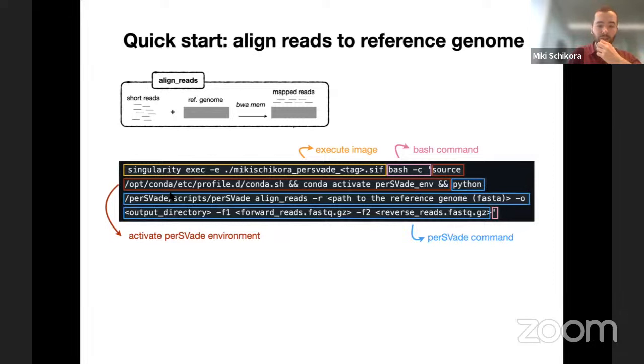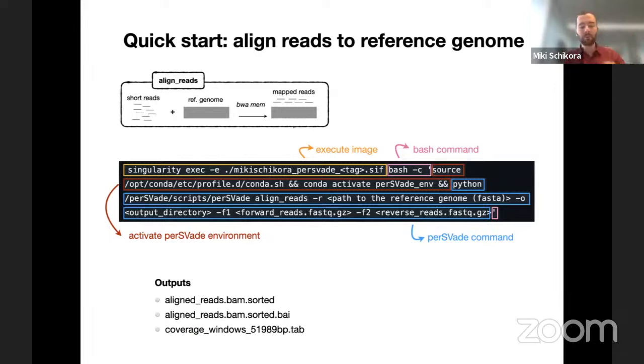So you would say Python, the path to the PerSVade script inside of the image, followed by the name of the module, in this case, align reads, and then followed by the arguments of the align reads module, which is the reference genome, the output directory, and then forward and reverse reads. And with this command, it would run and output all of the mapped reads.